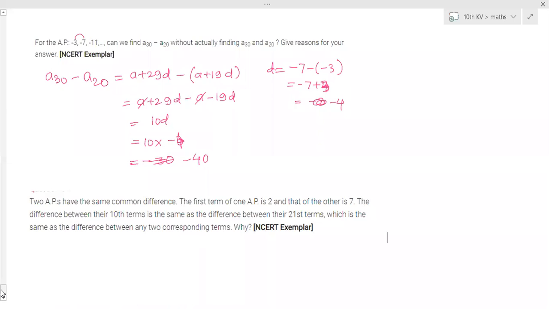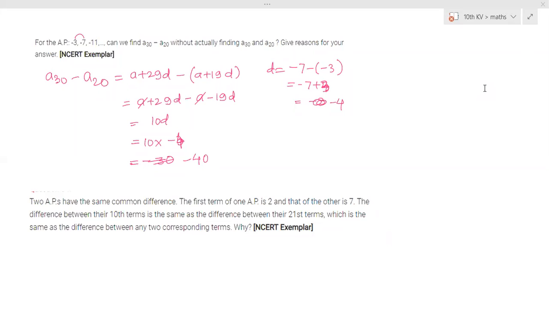Ma'am, what are we supposed to find in this question? See what they have asked. Two APs have the same common difference. The first term of an AP is 2 and that of the other is 7. The difference between their 10th terms is the same as the difference between their 21st terms, which is the same as the difference between any two corresponding terms. Show that the 10th term difference and the 21st term difference are the same. Okay, ma'am. How can we show?